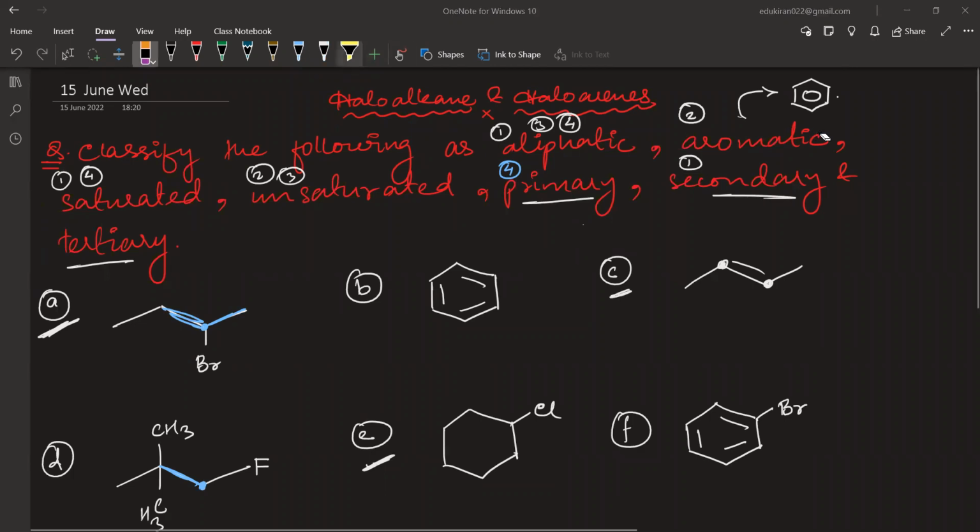So E is what? It is aliphatic. The fifth is aliphatic. Saturated or unsaturated, guys? Saturated. Very good, Sarah. Then is it primary, secondary, or tertiary? Secondary. Wait a second. It will be secondary.